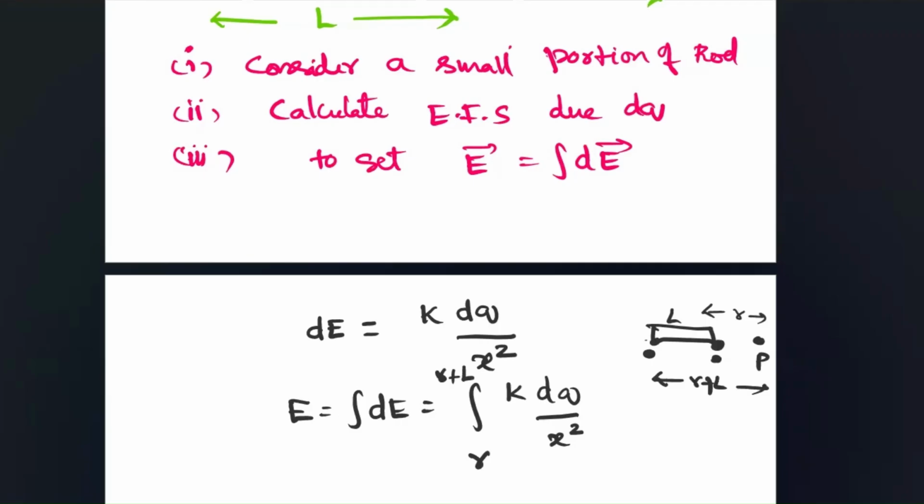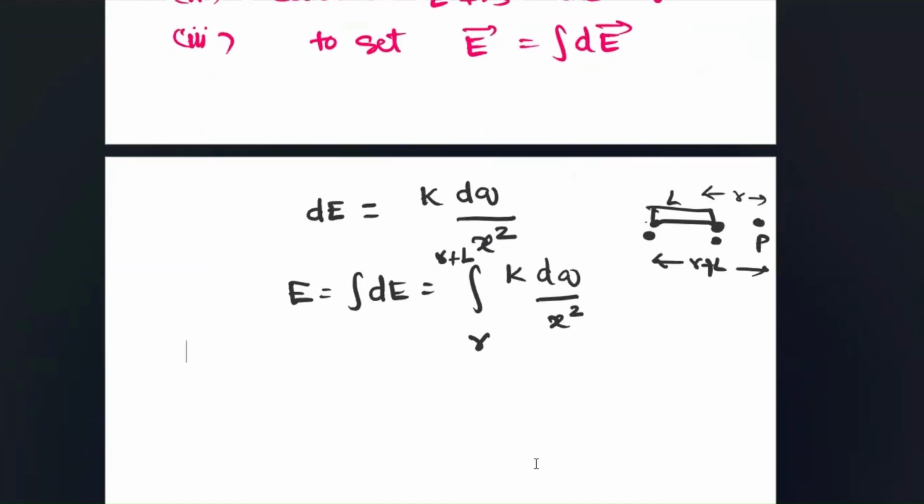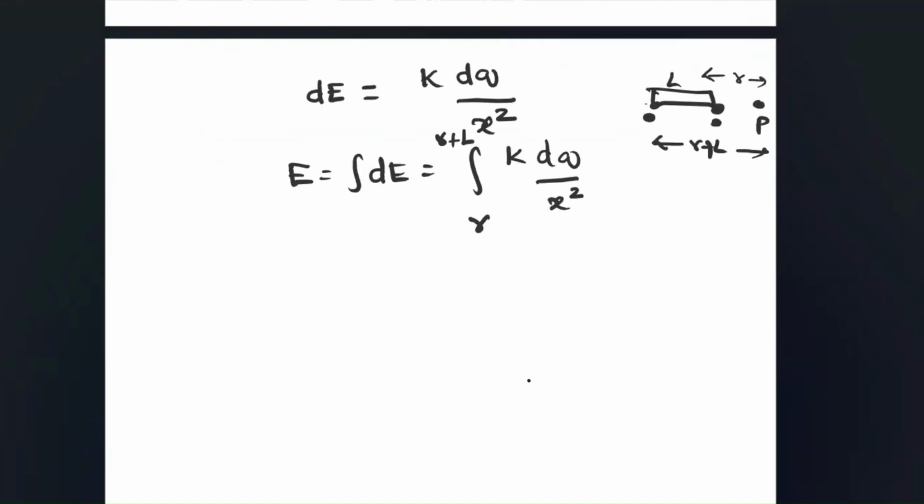Okay, remember. Now next, one more important point. Generally, if a rod is given and some charge is distributed throughout the rod, we write one important parameter called linear charge density.